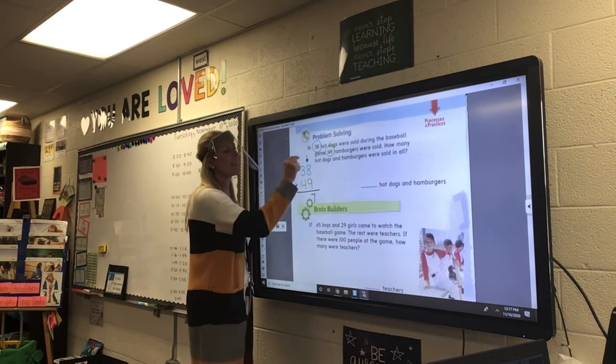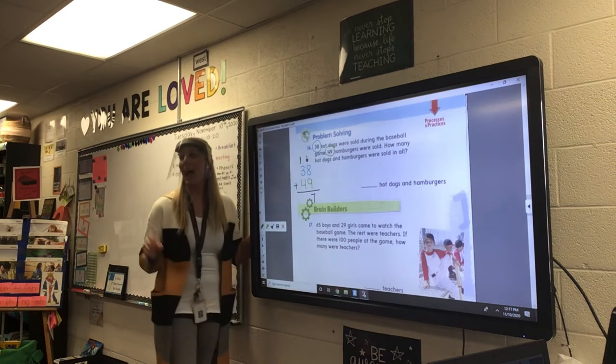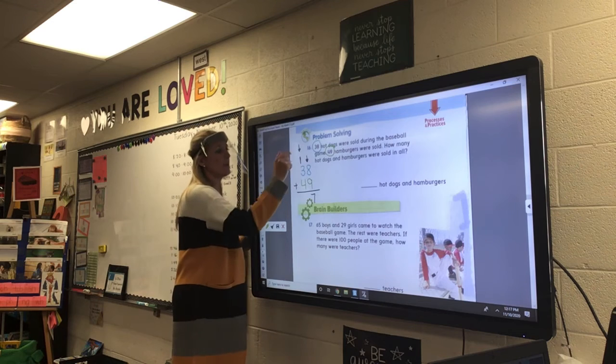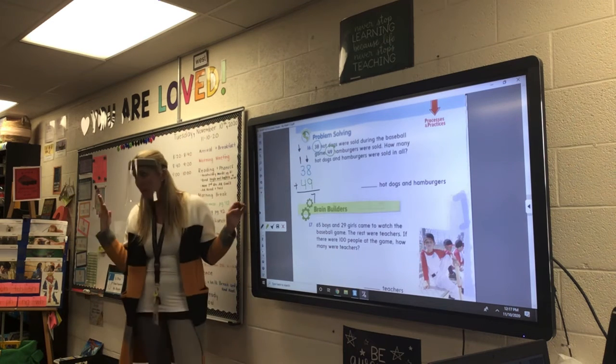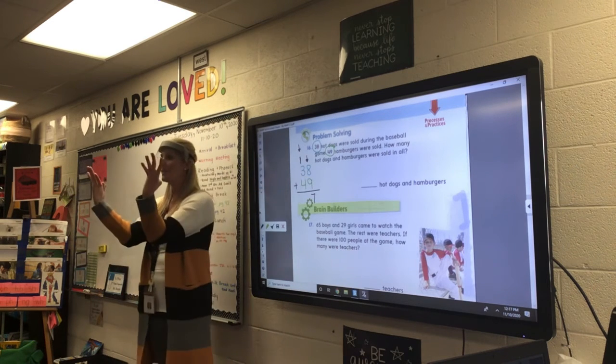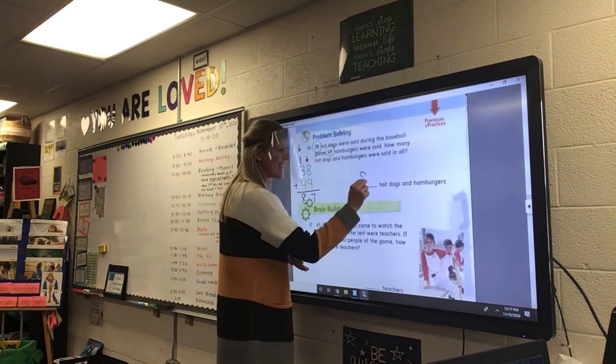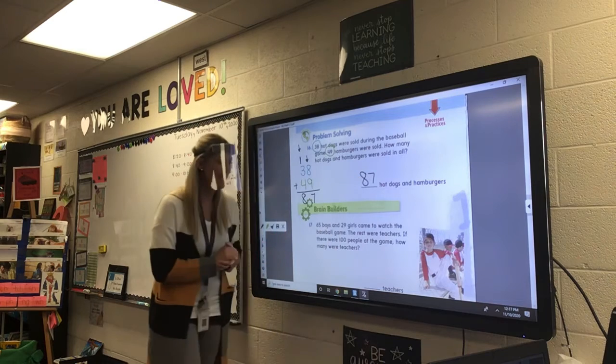So, put down the 7. Carry the 1. Now, I can add the tens column. I have 1 plus 3. Well, that's 4. Plus 4 more is 8. 4 plus 4 is 8. 87. There's 87 hot dogs and hamburgers.